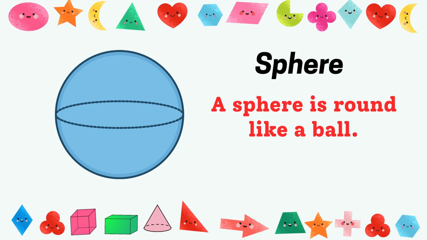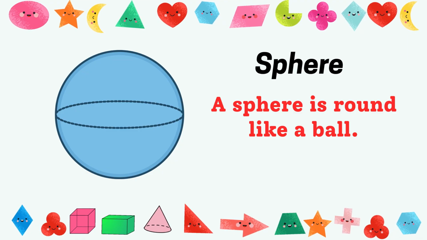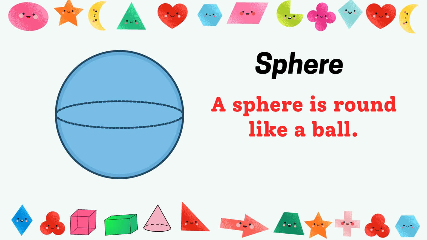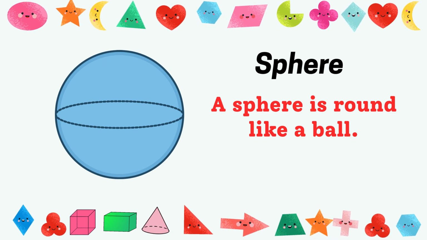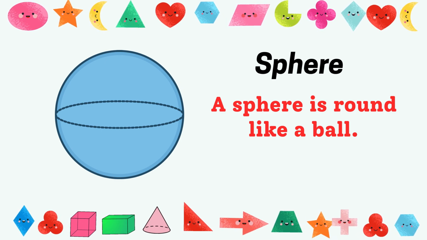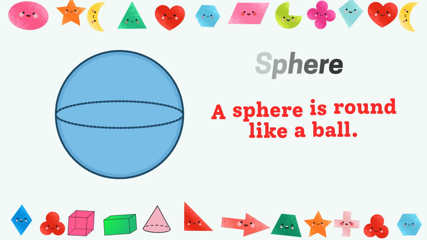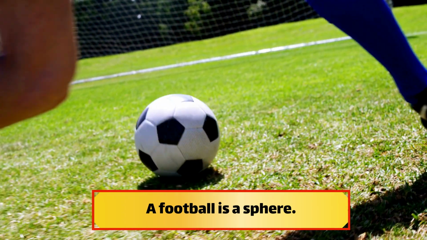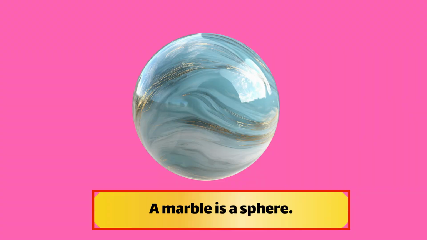Sphere. A sphere is round like a ball. A football is a sphere. A marble is a sphere.